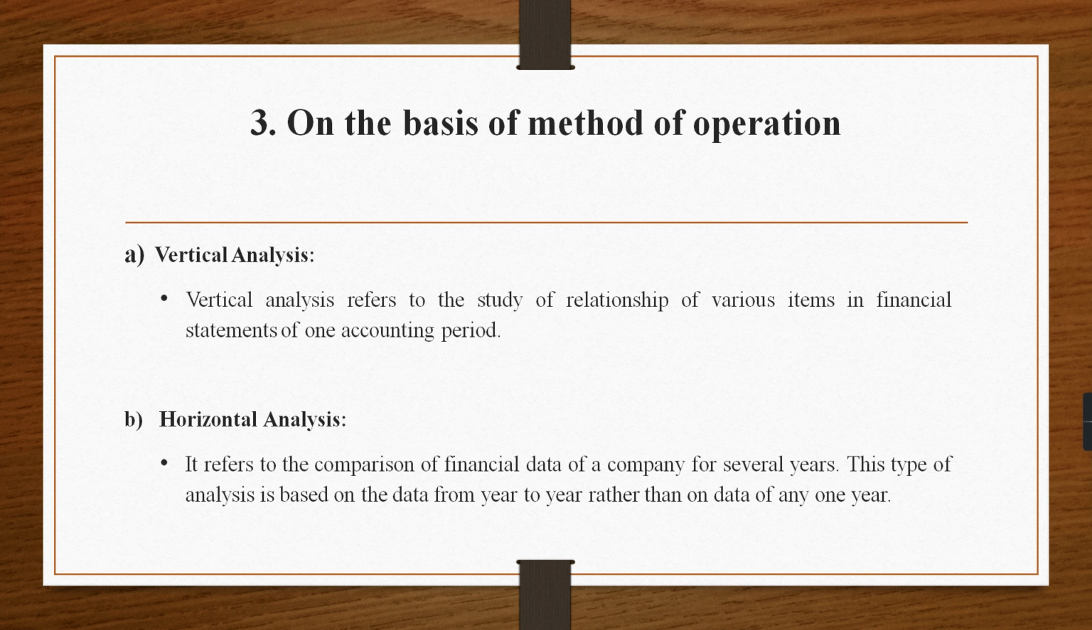Next one, on the basis of method of operation, we can classify the financial analysis into vertical analysis and horizontal analysis. Vertical analysis: you know that vertical line and horizontal line. When you make analysis of data of a single year, it becomes vertical analysis. So vertical analysis refers to the study of relationship of various items in financial statements of one accounting period.